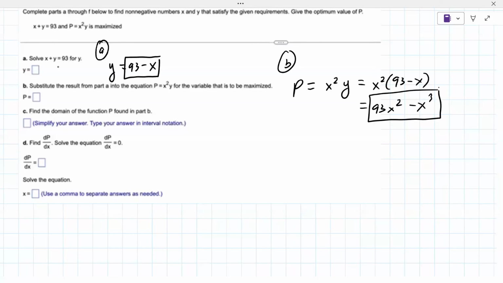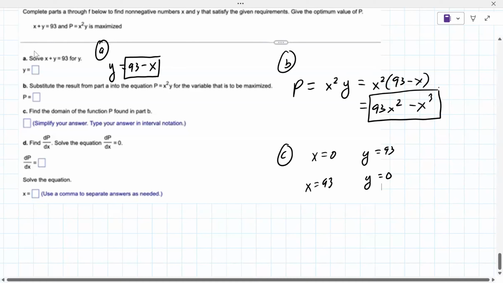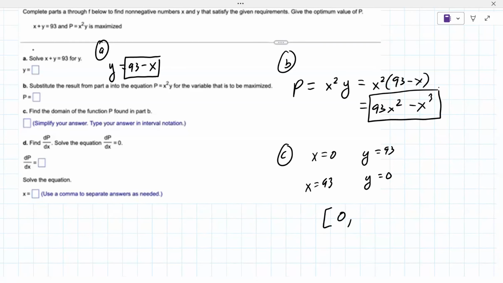Label these better. Okay. Find the domain. So it's kind of the same issue. Like if x is 0, y has to be 93. If x is 93, y has to be 0, because they add up to 93. So that's your domain. It's from 0 to 93. And you do want to use those brackets.